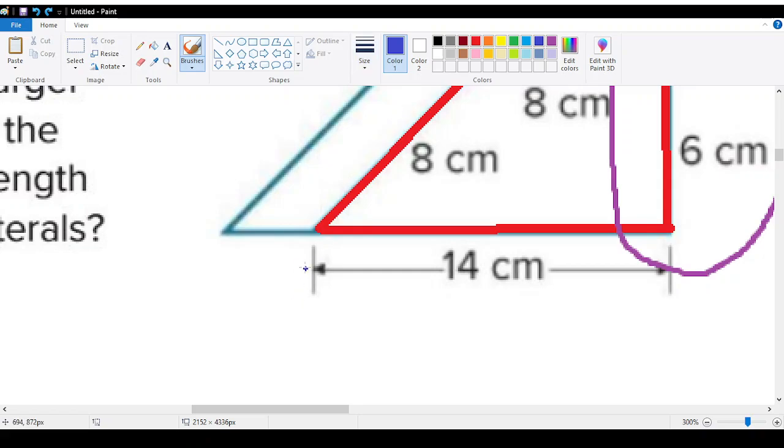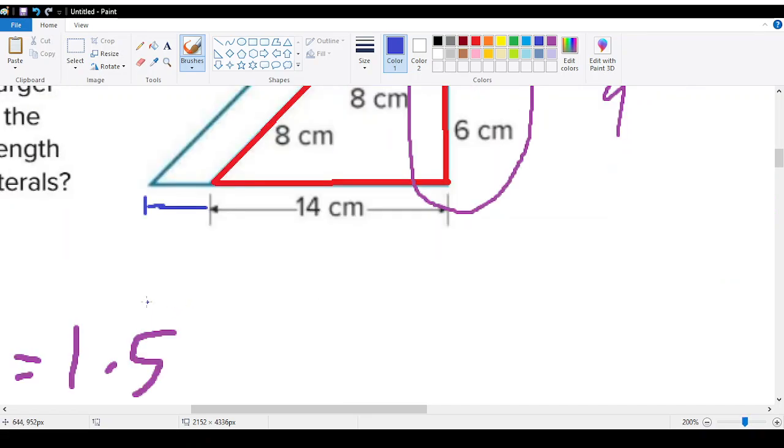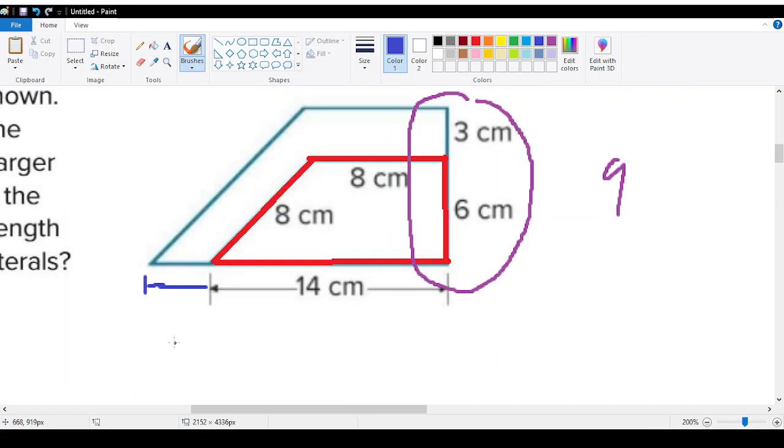How much do you think it's gonna be? 17. 17, how did you get 17? Because we added 3. No, Shamsa, that's wrong.